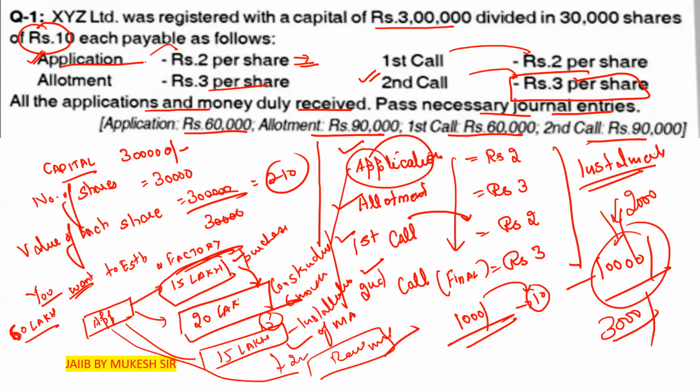At the time of the application you have to pay rupees 2. At the time of the allotment you have to pay rupees 3. At the time of the first call you have to pay rupees 2, and at the time of the second call you have to pay rupees 3. Clear? Why do you have to pay in installments? I will take one more example.